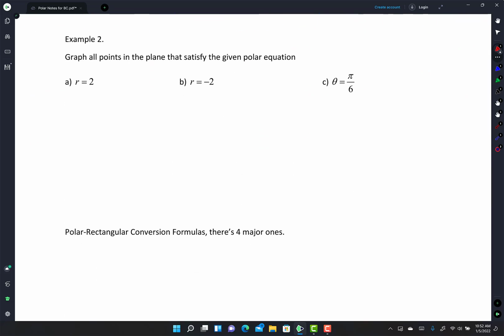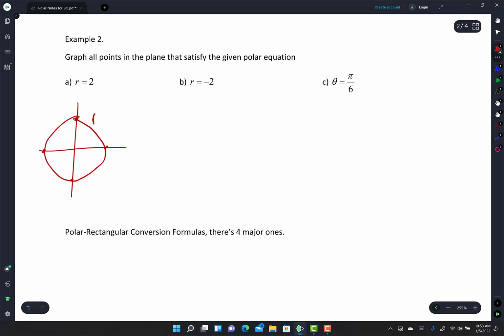It says graph all points in the plane that satisfy the given polar equation. So these are simple ones. And don't worry, in the next session, we're going to talk about harder ones, limaçons and all that. So here we go. It just says r equals 2. They don't give me any theta. Because they don't give me any theta, they're talking about all thetas. So if r equals 2, that just means a circle with radius what? Yep, that's all it means. So you go to r equals 2, negative 2, negative 2, 2, and you just make your circle. And there it is, r equals 2.